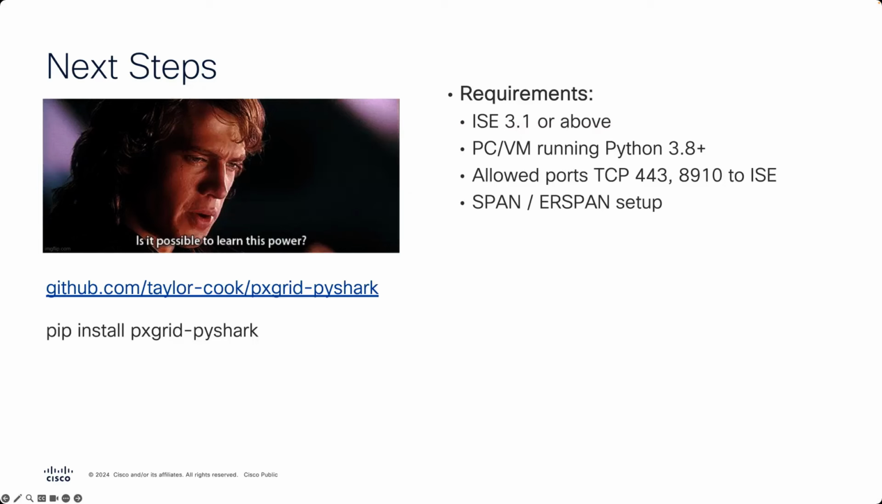So 3.3 allows you to see a lot more data immediately. But you need to have Python running at least 3.8. You need to have the necessary ports for those API communications to work between your collector and ISE. And you need to just send a copy of SPAN or ERSPAN traffic to that collector for analysis.